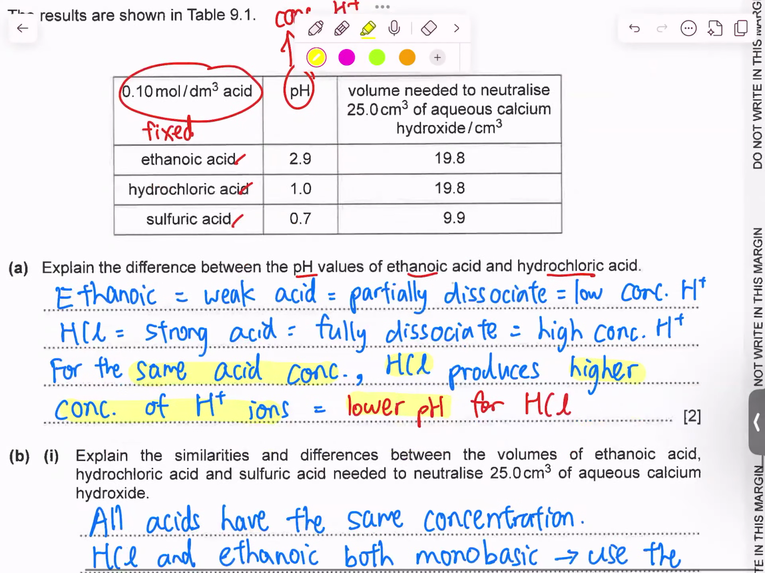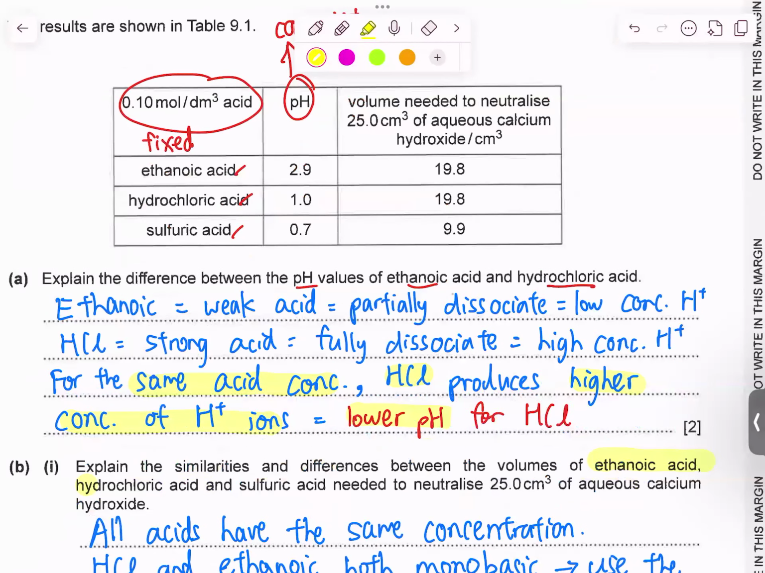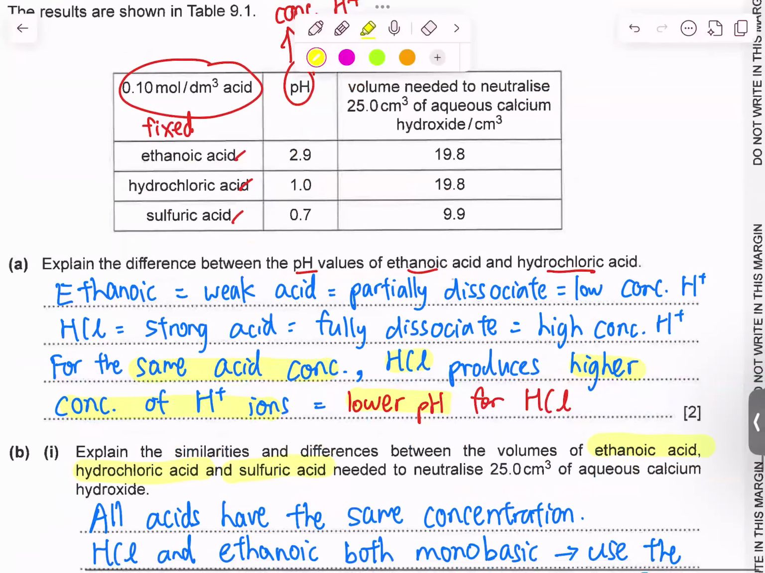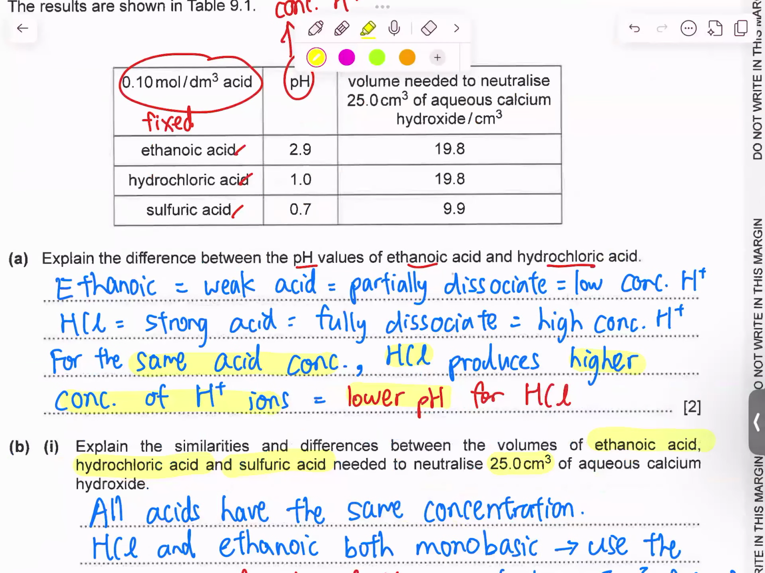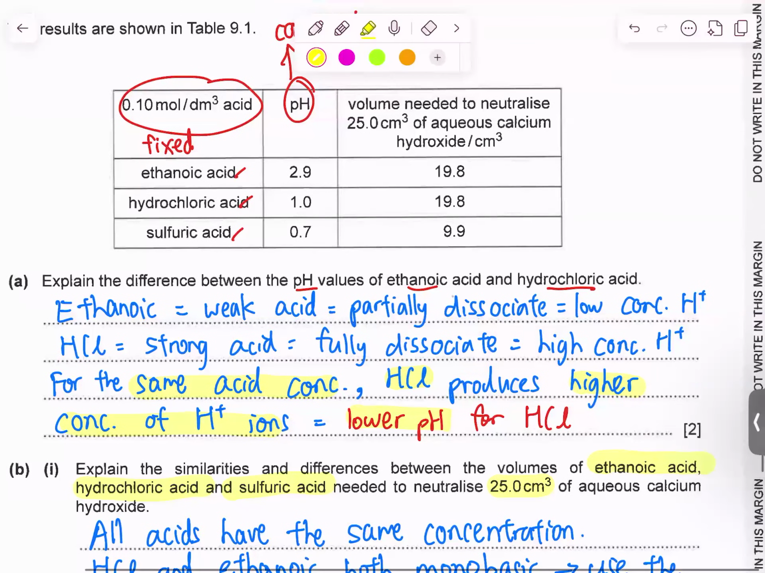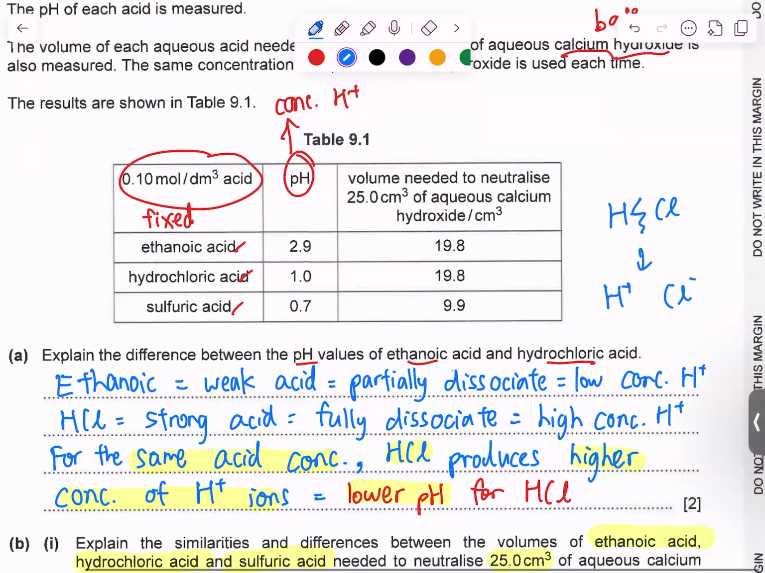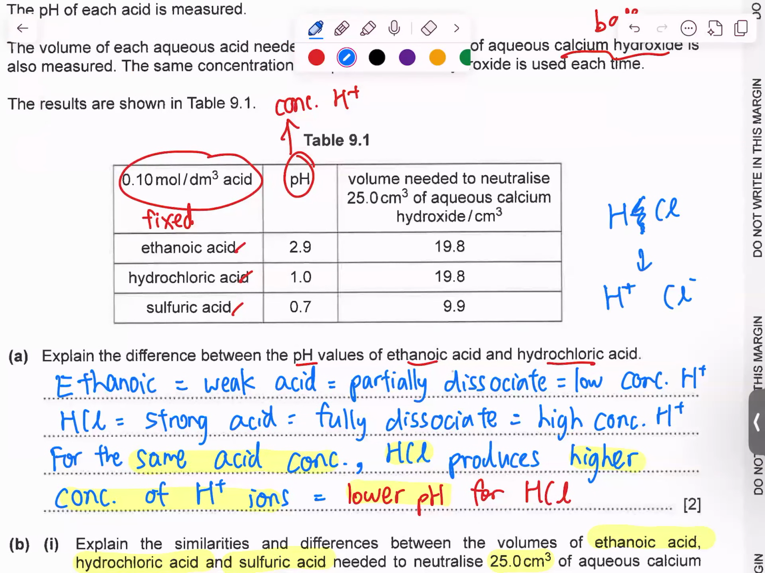Explain the similarities and differences between the volumes of ethanoic acid, HCl, and H2SO4 needed to neutralize the. Yes, you can use dissociate and ionize interchangeably, right? They both mean the same thing. When you ionize in solution to form H plus, or you dissociate in solution to form H plus. Ionize means to form ions, right? Dissociate in this context of acid: acid dissociates to form H plus ions. Ionize is the process of forming ions. So in this specific context, ionize and dissociate both mean you form the H plus ions.